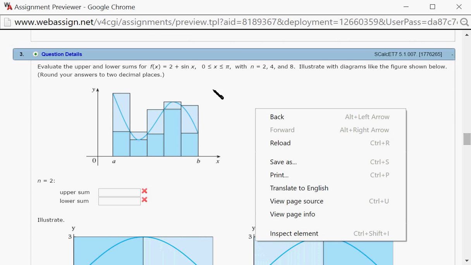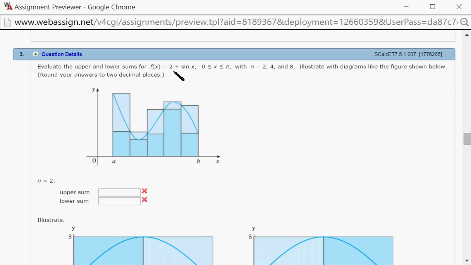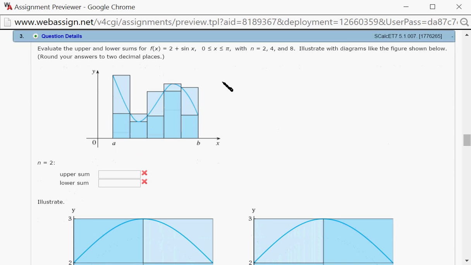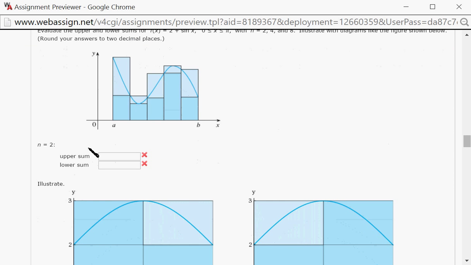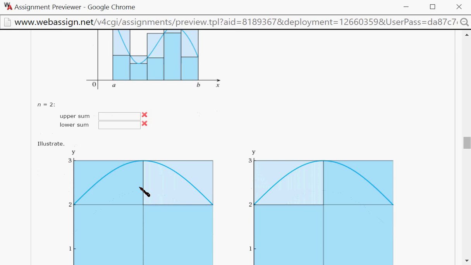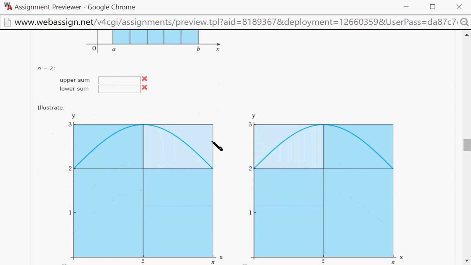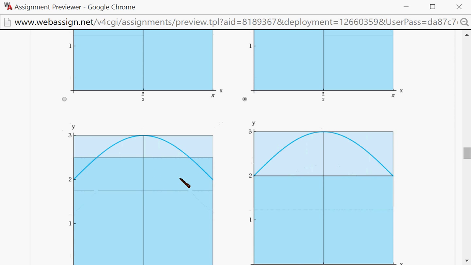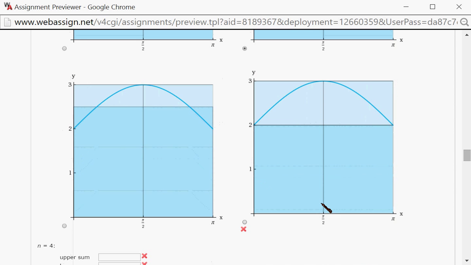When you have a function f of x equals 2 plus sine of x, we want to find the upper sum and the lower sum when n equals 2. So you have only two intervals. Let's look at that. The lighter colored blue is the upper sum, and the darker one is for the lower sum. This one is not it, because the lower sum should be down here, and this is not going to be it either. So it looks like the picture is this one right here.